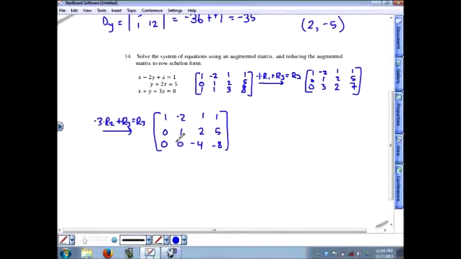Now this bottom row has a 0, 0, and a negative 4 and a negative 8. What that means is negative 4 is a coefficient of z. There aren't any coefficients of x or y, so really from here we can start figuring out some of the variables. This row tells us that negative 4z equals negative 8, therefore z has to equal positive 2.